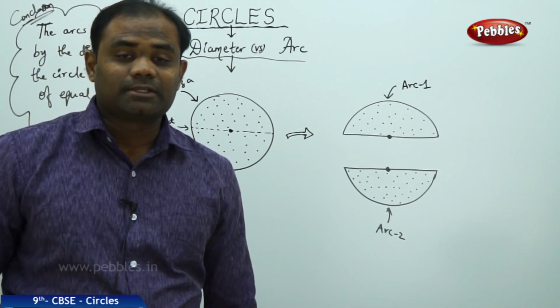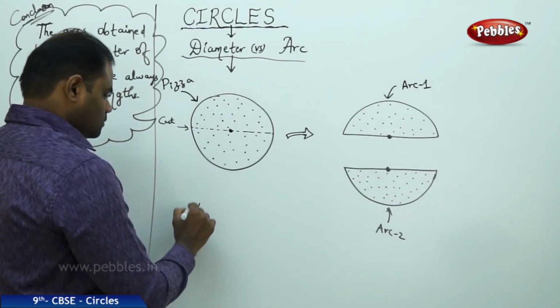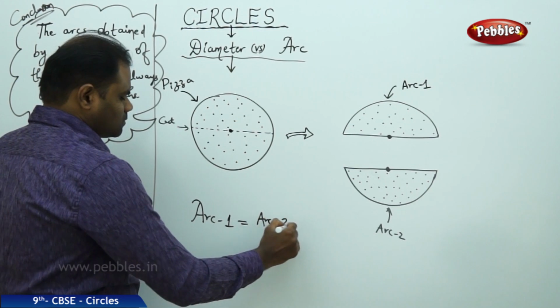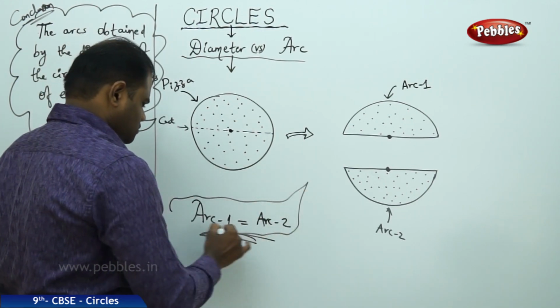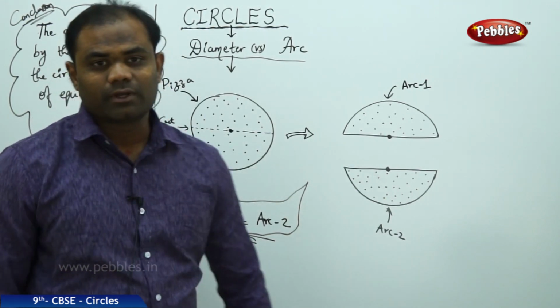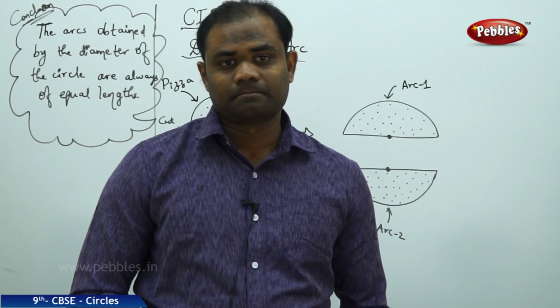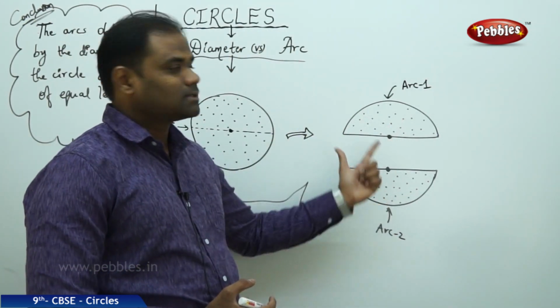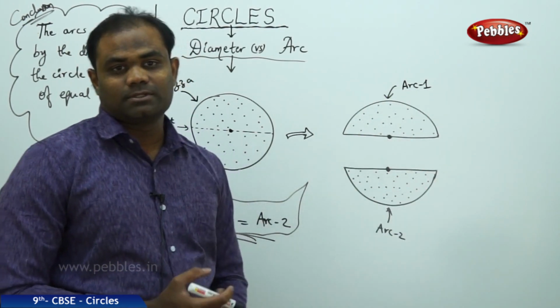Diameter makes the two arcs to be equal. So here arc 1 equals arc 2. Is how we conclude for two pieces of pizza. This defines two equal pizzas. Arc length of this pizza equal to arc length of this pizza.